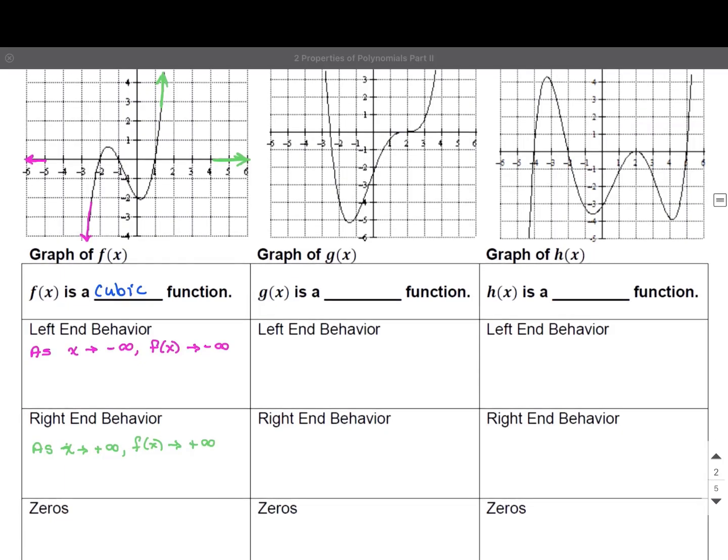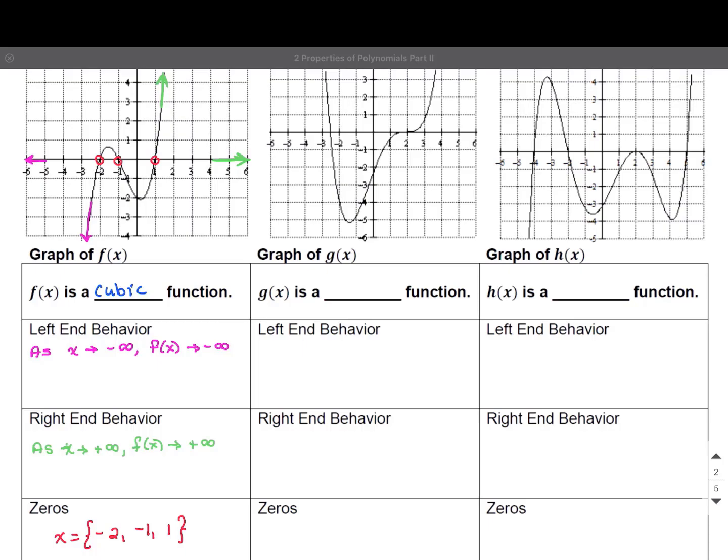Now, zeros, those would be the x-intercepts. So we need to look for our x-intercepts or our zeros. I see one here at -2, one at -1, and one at 1. So -2, -1, and 1 are our zeros. And notice this was a cubic, which is a third degree polynomial, and we found 3 x-intercepts or 3 zeros. Wonderful. Okay, let's take a look at g of x.